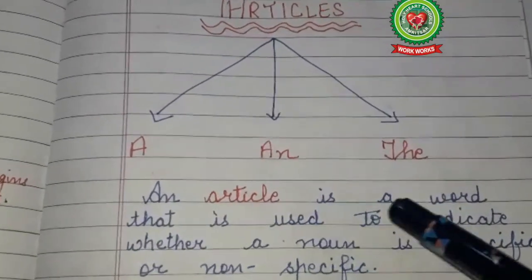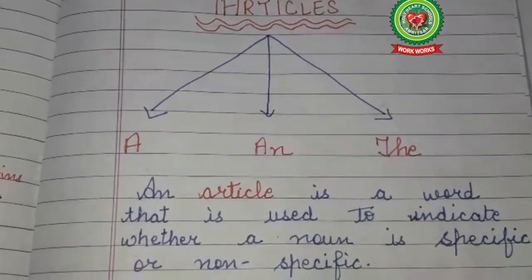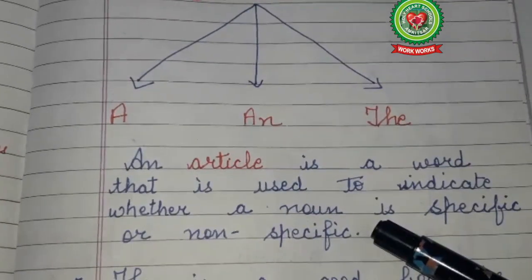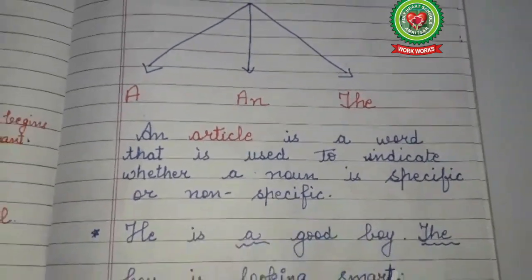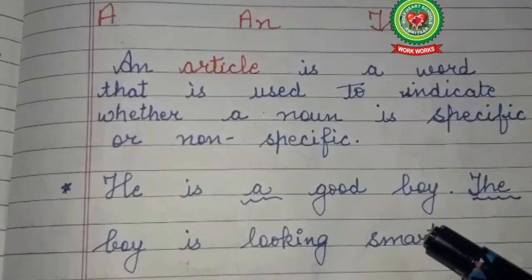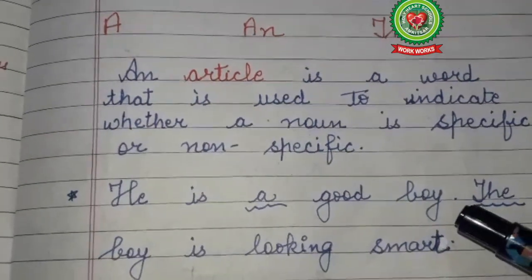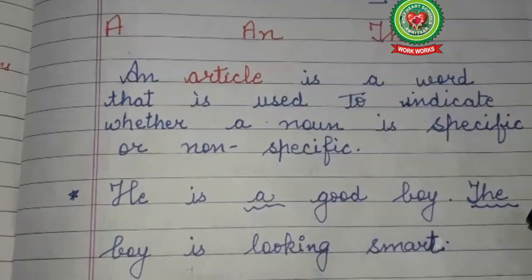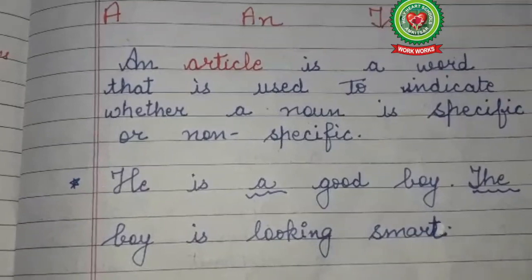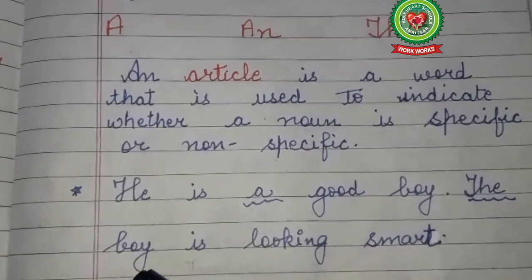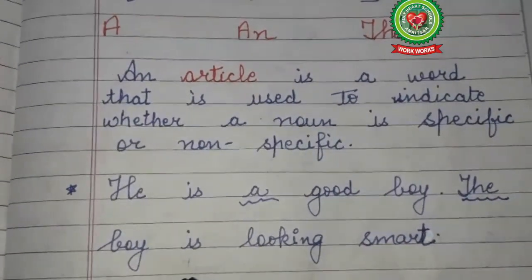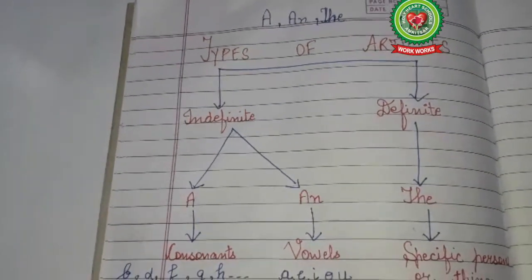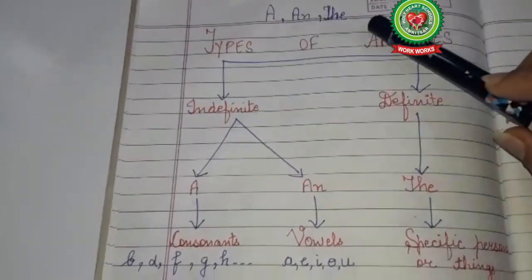An article is a word that is used to indicate whether a noun is specific or non-specific. Now look at these examples. He is a good boy. Here we are talking about a boy that is non-specific because we don't know him. In the second sentence, the boy is looking smart. Here we are talking about some particular boy, some specific boy who is looking smart. As you know, we have three articles: a, an, and the.